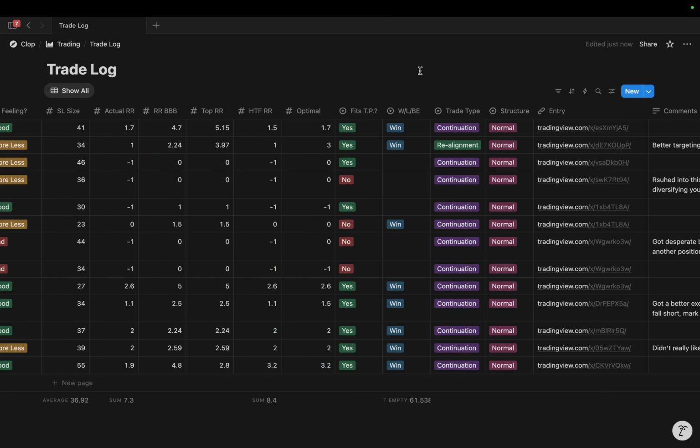So you got optimal, then you got fits TP, right? Fits trading plan, pretty much. Not take perfect trading plan. If it fits or not.